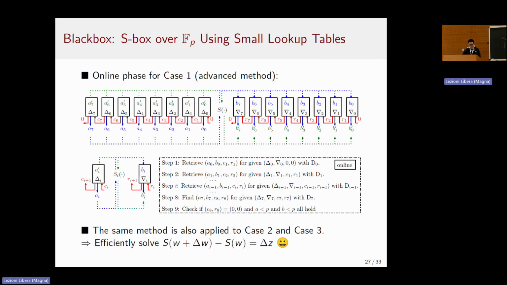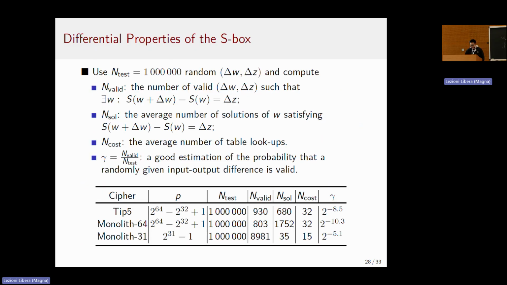So we can find all solutions of A satisfying the differential equation for any given delta W and delta Z. And with this method, we can also estimate the differential probability that a random input-output difference is valid. We use 1 million random delta W, delta Z, perform experiments and get some numbers. So we can find the differential probability in the last column. Again, it's not so low.